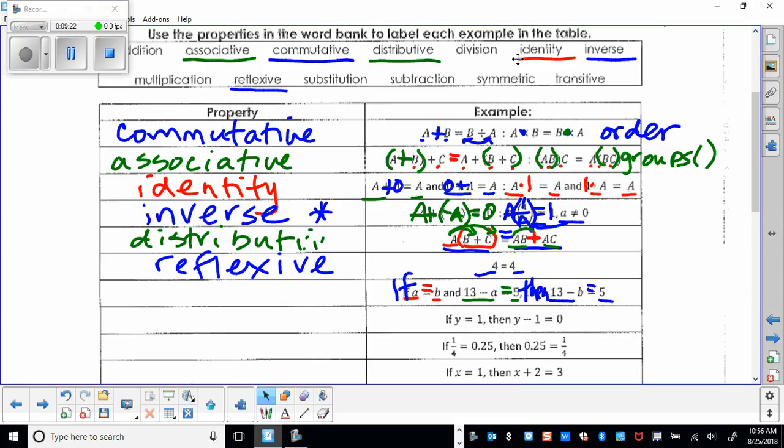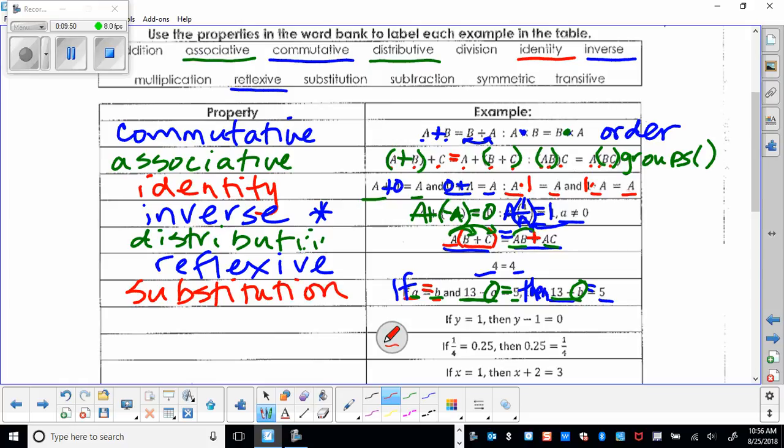So here I had 13 minus A on the left, and now I have 13 minus B. Well, what changed? Oh, instead of the A, we have the B, and we can do that because A equals B. So what did we do? We substituted, right? So is there a substitution property? Yes. Okay, we can do that.